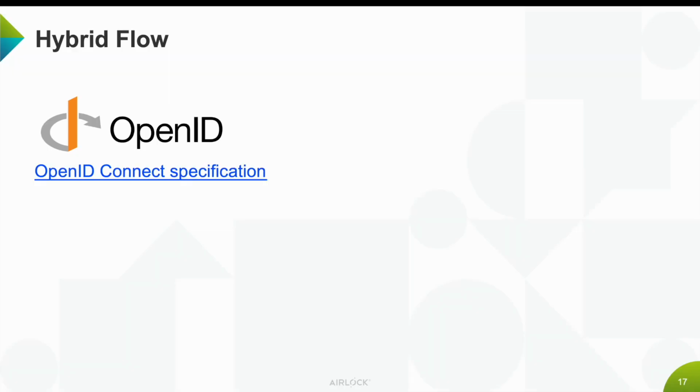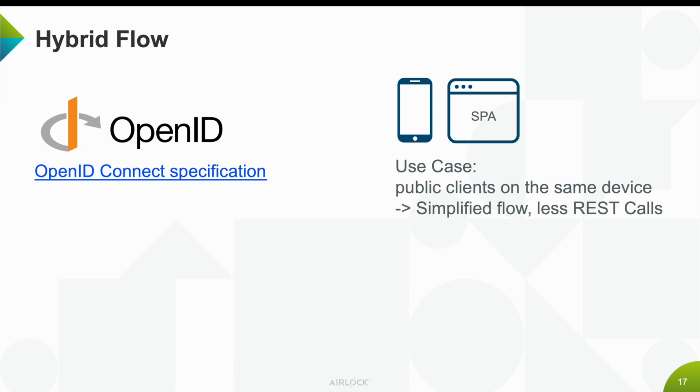The hybrid flow is a specification compliant implementation, and the link on this page leads you directly to the OpenID Connect specification if you're interested. If you're looking at what use cases it supports, it's mostly about public clients running on the same device. Public clients are those in the OAuth specification that are not very good at keeping client ID and client secret really secret. Running on the same device implies either a mobile app on a mobile phone or a tablet computer, using the embedded system browser for authentication.